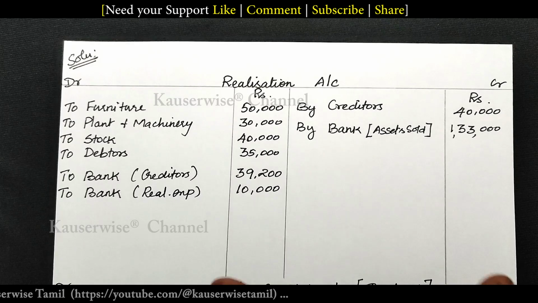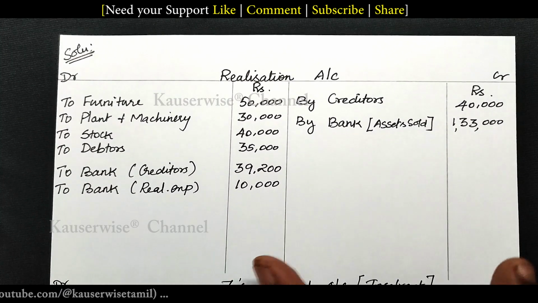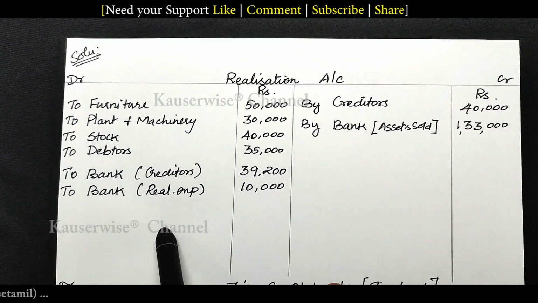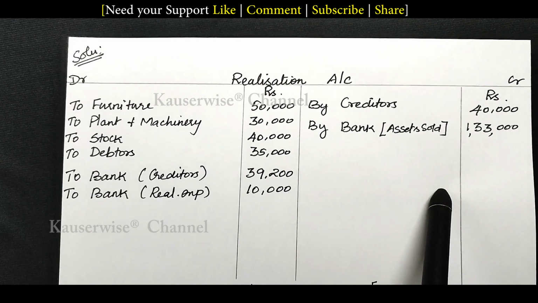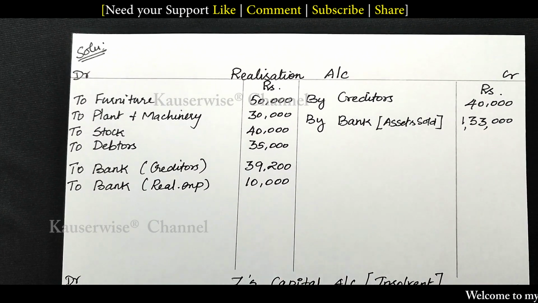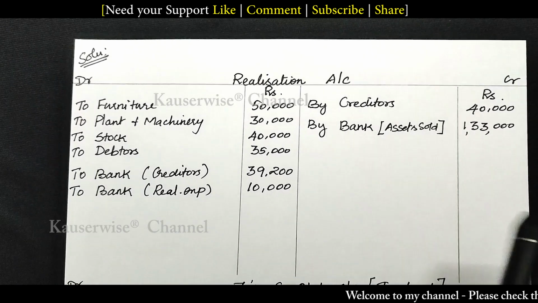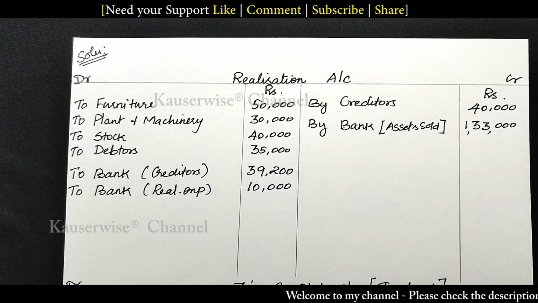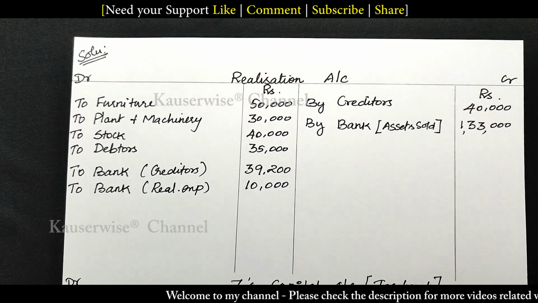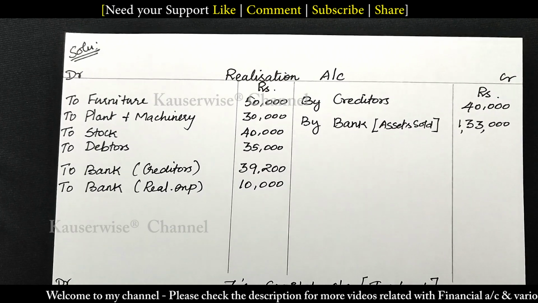Now we need to close the realization account in order to find the balancing figure. The balancing figure will be either profit on realization or loss on realization. Mostly in dissolution problems, you will get only a loss on realization. Whatever the result may be, that will be transferred to all the partners' capital accounts or current accounts according to their profit sharing ratio. Now let's see the balancing figure.